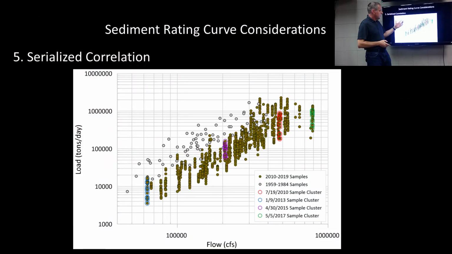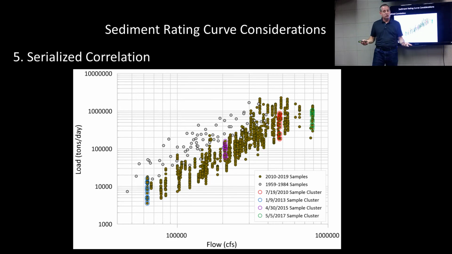And so this is another case. This is on the Mississippi, and our Mississippi data are actually often like this. You'll see that the gray dots, those are samples taken before 1984. And you'll actually see some non-stationarity in this plot. But the brown dots, those are samples taken after 2010. And you'll notice that the samples taken after 2010 have that vertical striation.